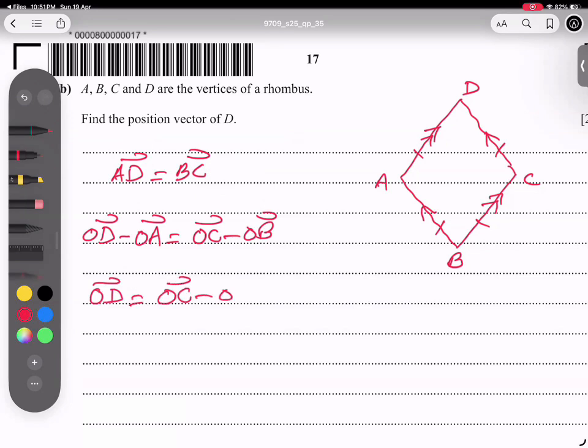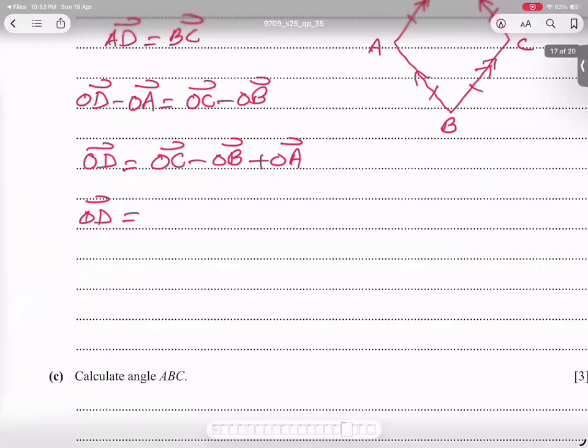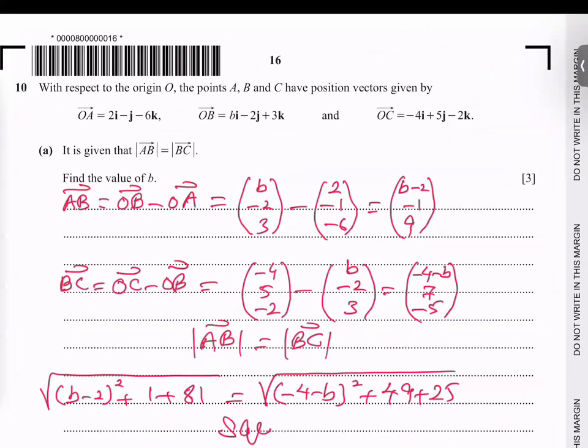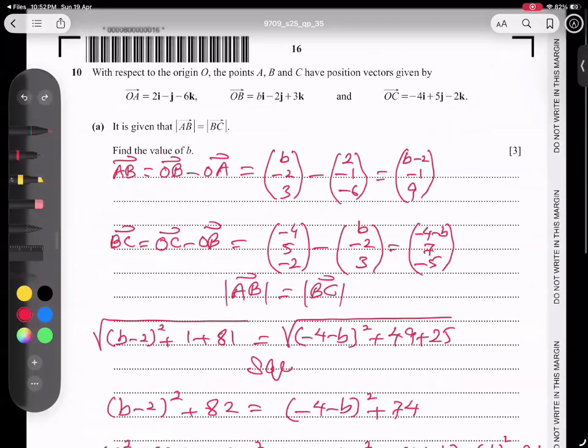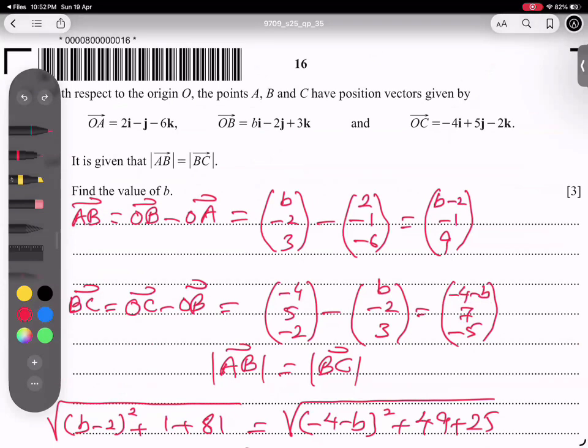OC already present, OB already present, and plus OA. So in short, I'm writing in order and just adding and subtracting. So I have to take the values C, B, and A. Okay, hold on. What is C first? C is negative 4. C and B we have already here. So I'm saving my time.